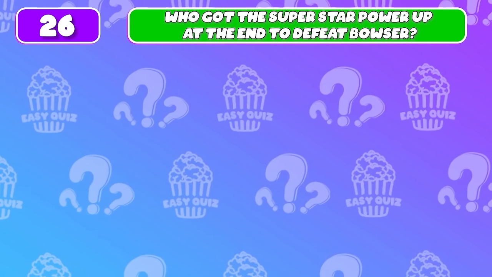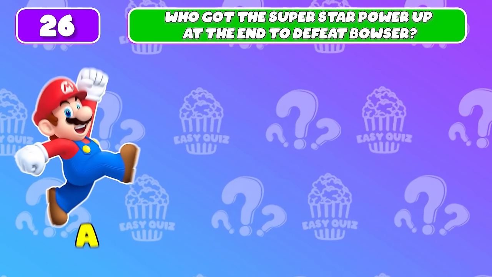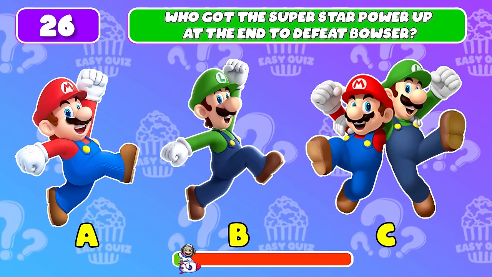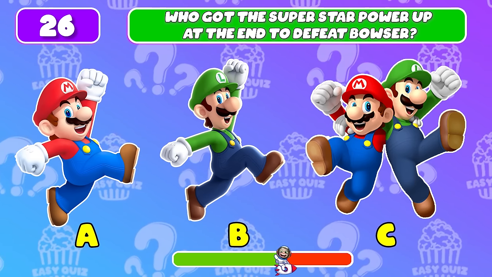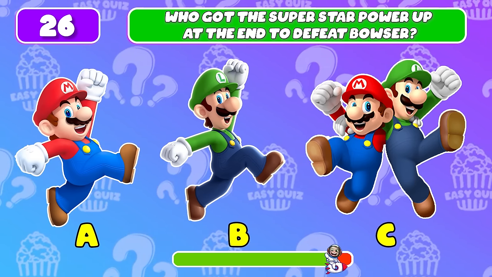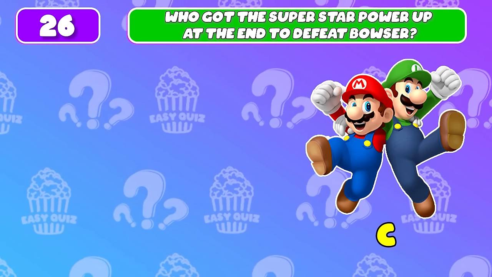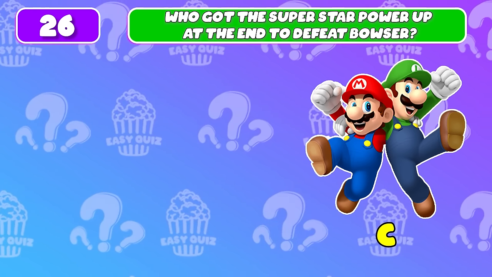Number 26. Who got the Super Star power up at the end to defeat Bowser? A. Mario. B. Luigi. C. Both. Oh, terrific! Mario and Luigi obtained the Super Star and used its invincibility to defeat Bowser together!